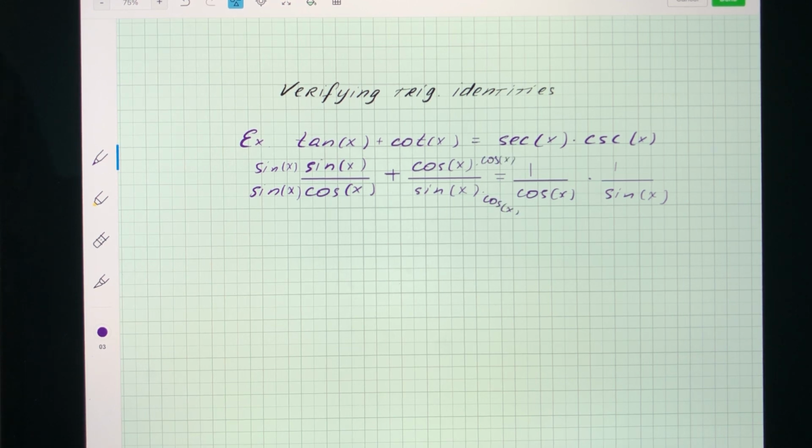Now we have sine times sine, that's sine squared, divided by sine times cosine, and here we have cosine squared over the same denominator. So we're combining them, and now we have sine squared plus cosine squared over sine times cosine. Well, we know that sine squared plus cosine squared is equal to 1. So now we have 1 divided by sine x times cosine x.